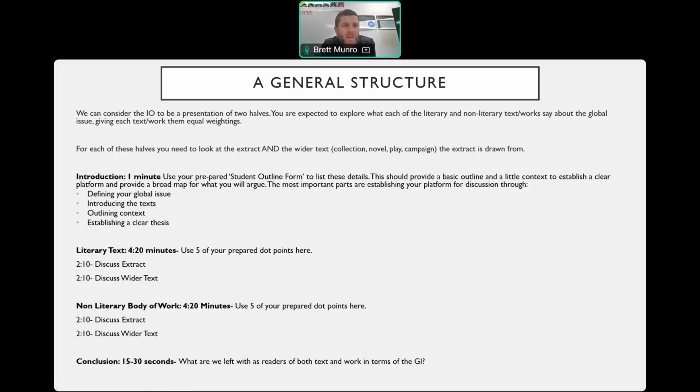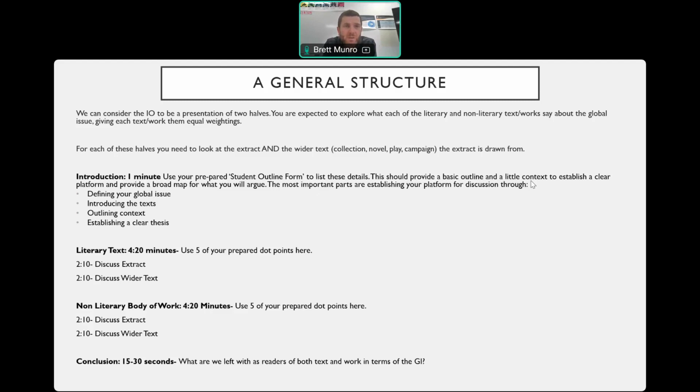So we're going to start by looking at a general structure. We can consider the individual oral to be a presentation of two halves. You're expected to explore what each of the literary and non-literary texts say about the global issue, giving each text/work equal weighting. For each of these halves, we need to look at the extract and the wider text, that is the collection, the novel, the play, or the campaign the extract is drawn from. We can consider these two halves to be in addition to the introduction and also the conclusion.